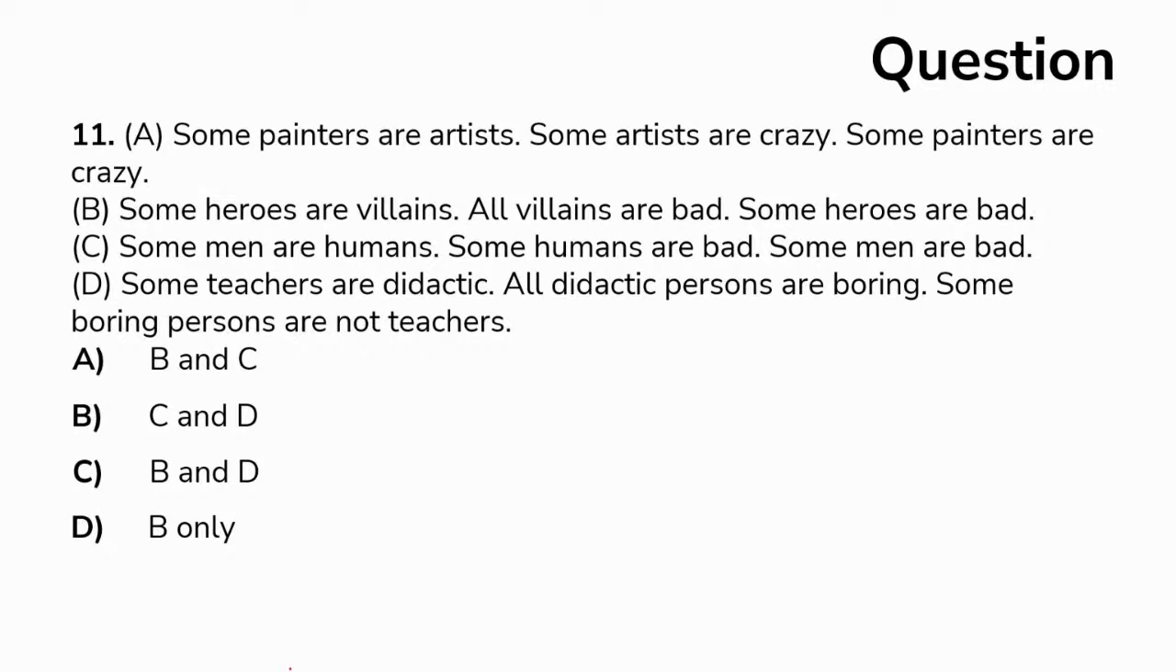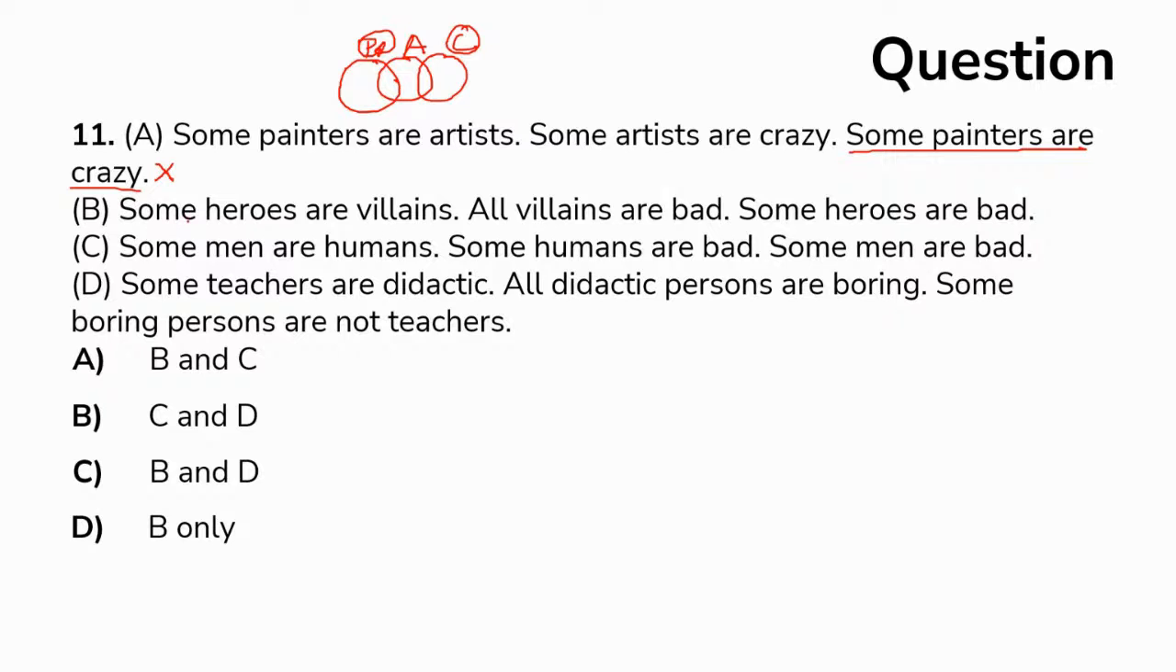Yes, guys. So what they're saying here: first one, some painters are artists. If I try to draw the basic diagram for this, painters, artists. Some artists are crazy, and from that, can this conclusion be arrived at? Some painters are crazy. I don't know whether you have a connection between the painters and crazy, so I can't exactly determine it. This cannot be determined, so the first one can't come.